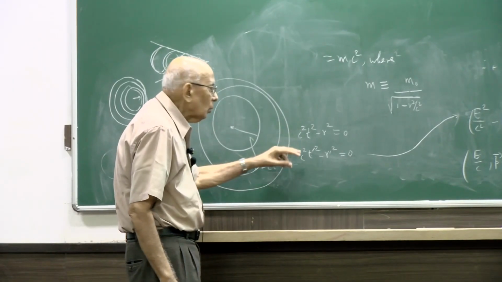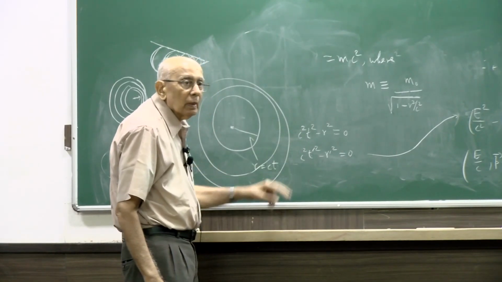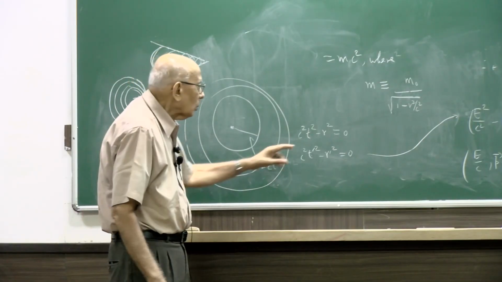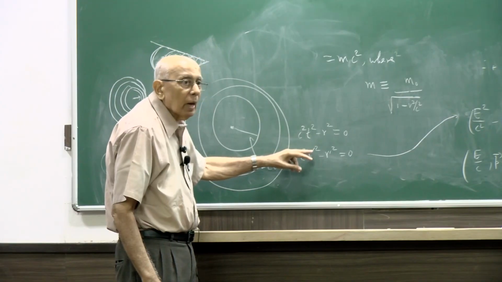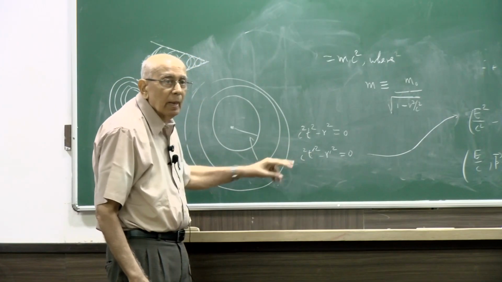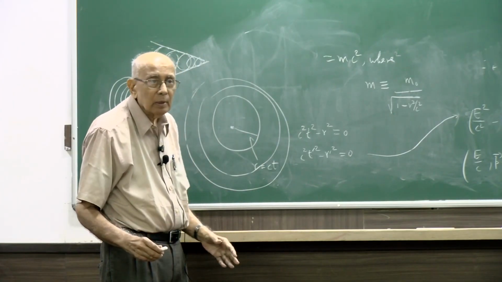There are two sets of solutions to this. Till Einstein came along, people recognized only one set, and that set is r equal to ct, r prime equal to r, t prime equal to t. Time flows exactly the same for all observers.